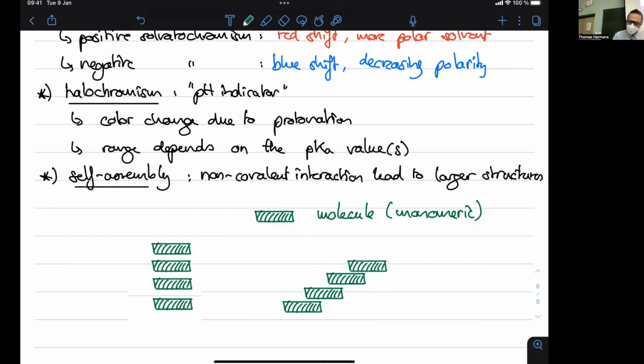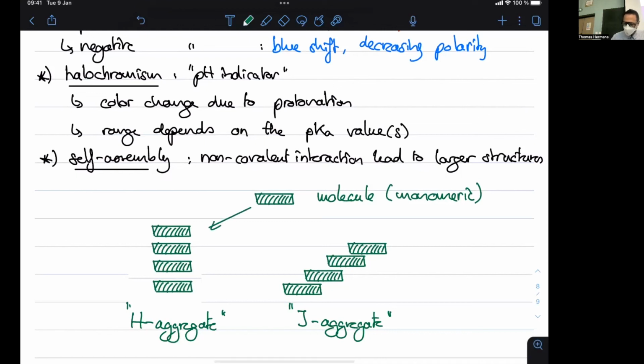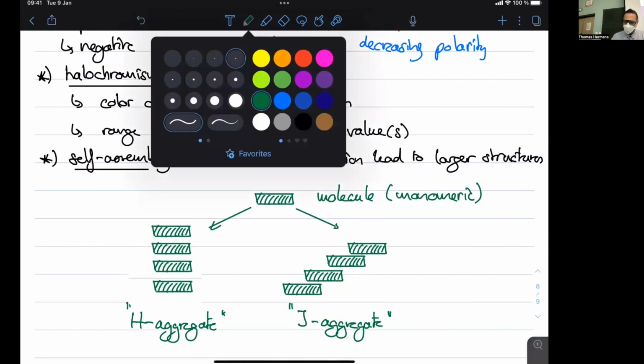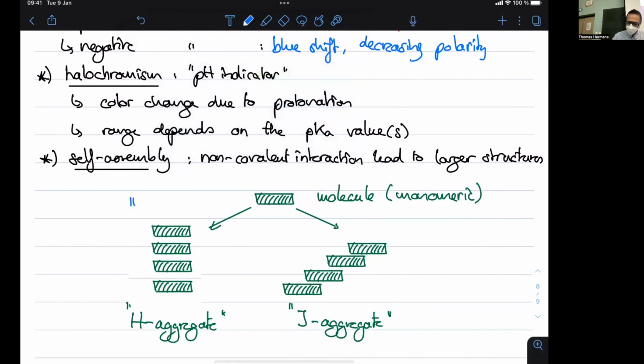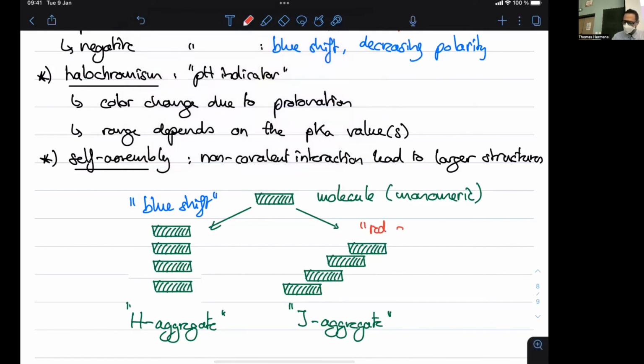Okay. So this is called an H aggregate. And this is called a J aggregate. And okay, it's too much for this class, but basically the dipole moments of these molecules, they influence each other. And therefore you get, in this case, a blue shift. And in this case, you get a red shift.